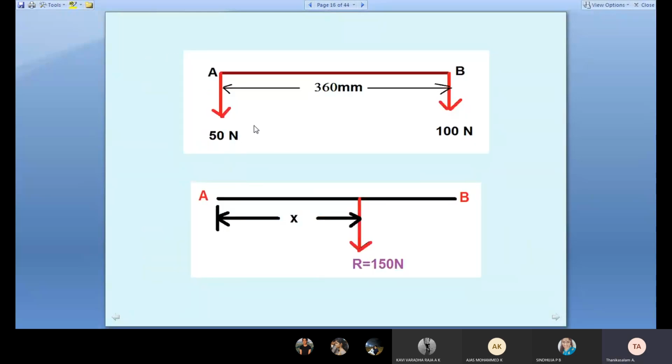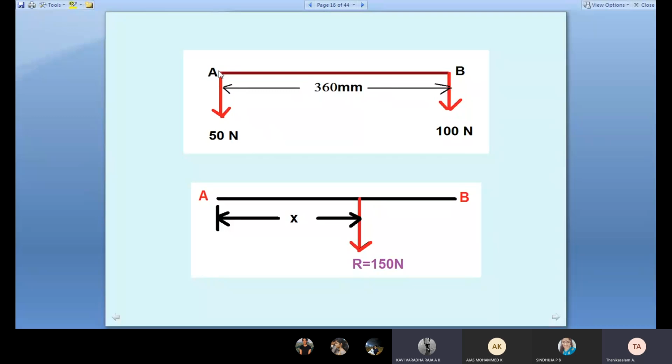Why does the 50 newton not give any moment? Why have I considered only 100 and 360? Many times I have repeated here: if any force acts at the reference point, you do not consider it for a moment. While taking moment, any force acting towards or away from the reference point, no need to consider.